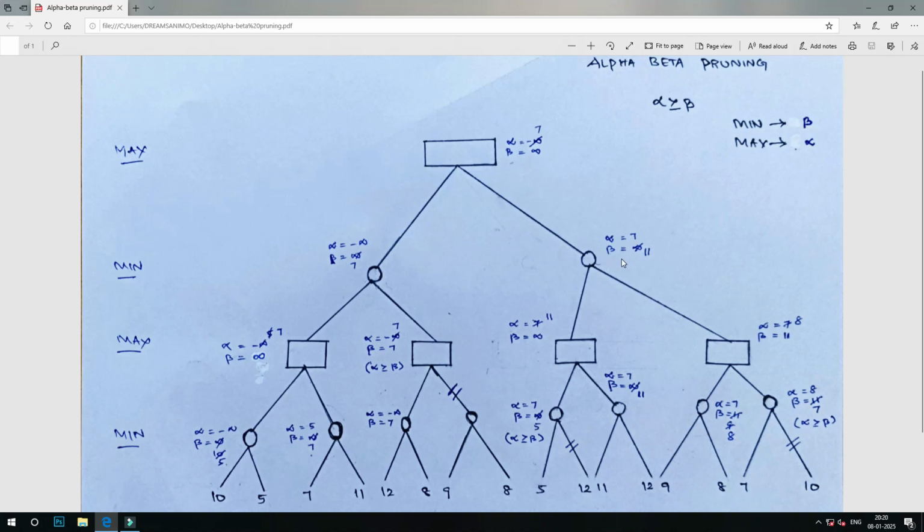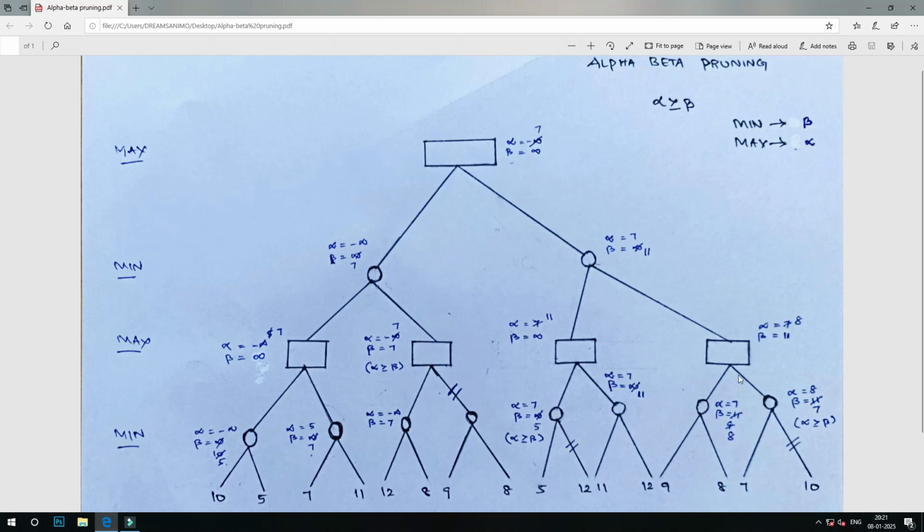Alpha value equal to 7, and the beta value, since we have considered minimum right here, beta value equal to 11 over here, and then it goes down. Alpha value equal to 7 and beta value equal to 11. We check whether the given value 9 is smaller than 11, right? So 9 is small, so we put 9 instead of 11. And then we check with the 8. Is 8 small or 9 small? 8 is small, obviously. So we put 8 instead of the 9 value.